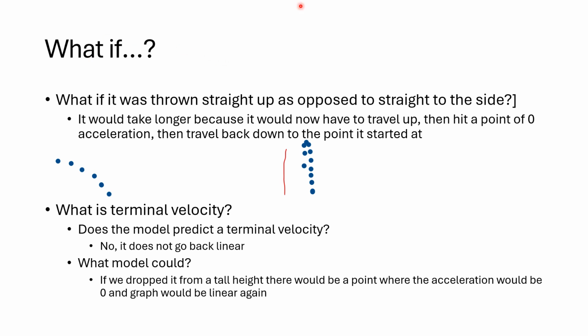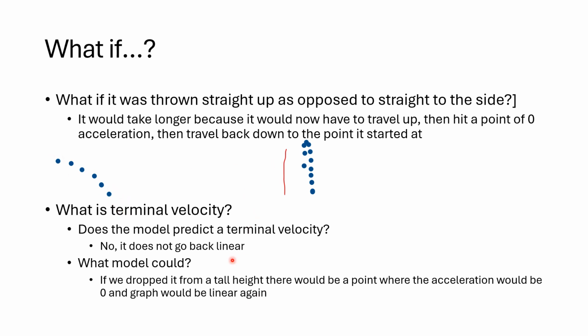And then finally we're at the what if. So what if it was thrown straight up as opposed to straight to the side? Well, it would take longer, and that's not a point of contention. So I just drew two little things to make it make more sense. Let's pretend these are at the same point on the y-axis. So here it just has to travel y. Here it has to travel up until it's 0, then back down to y, and then the same amount of time it took for it to go from y to 0.